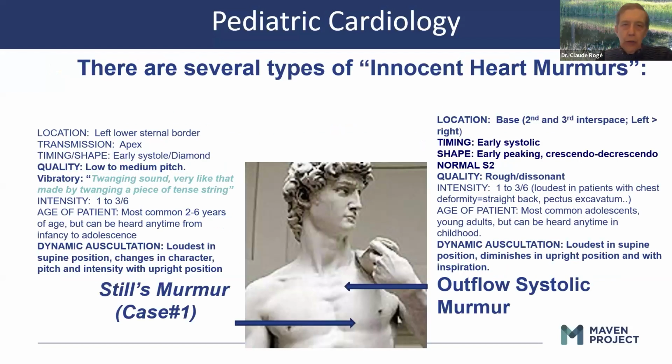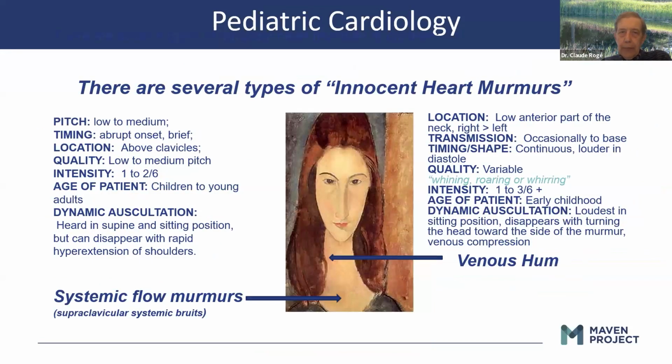Now, I'm not going to go over this, but for your reference, if you say, well, he talked about only one type of innocent heart murmur, that's right. There are different types. We talked about number one, that's Still's murmur that we discussed, but there are also outflow systolic murmurs, and there are details there that you can review, so you will have it as a reference. And then there are also systemic flow murmurs and venous hum. So I'm not going to go over that, but if you are curious, you have that reference here.